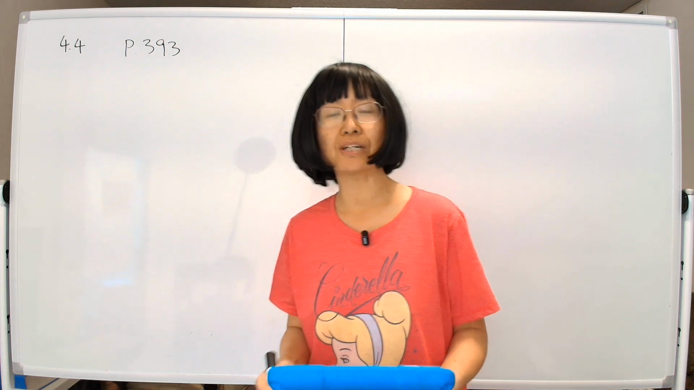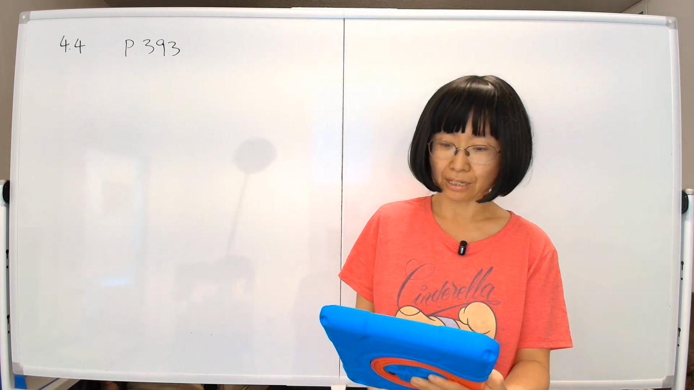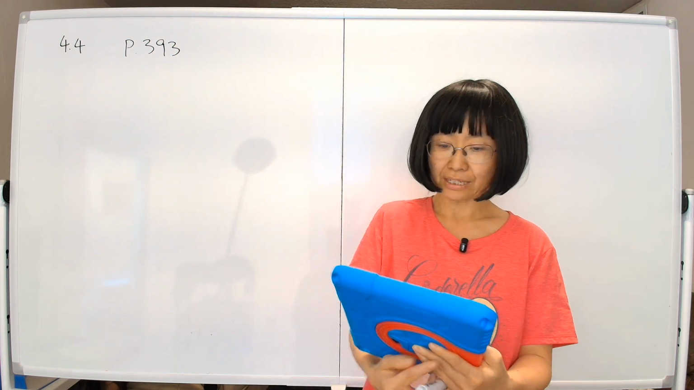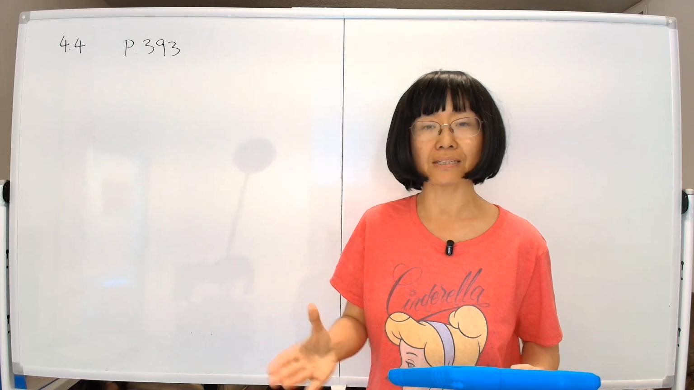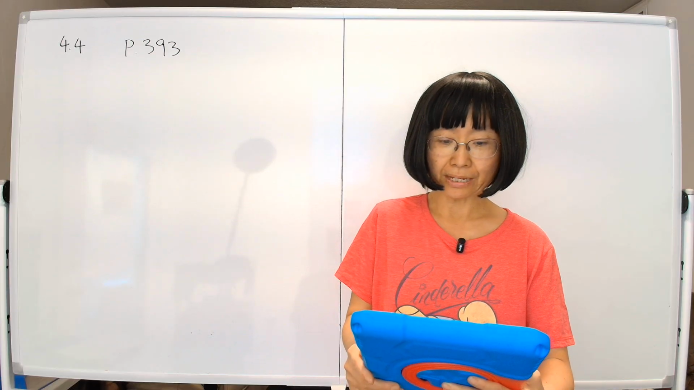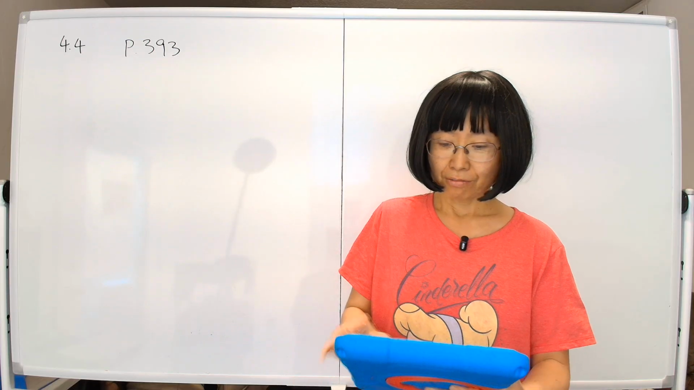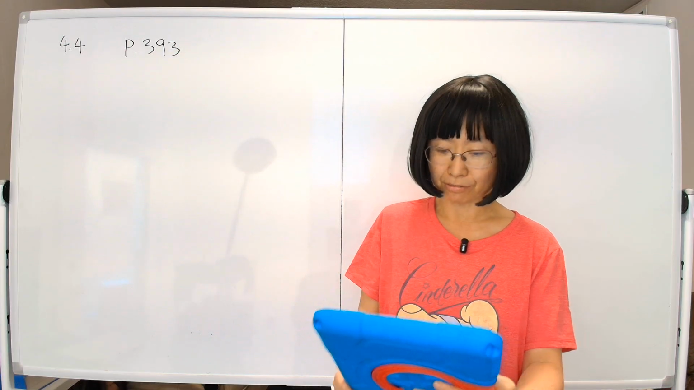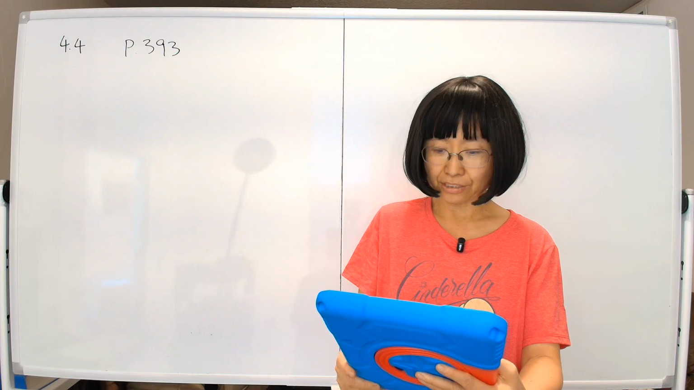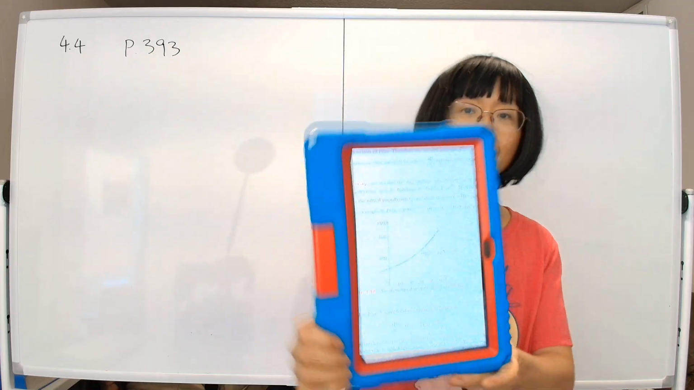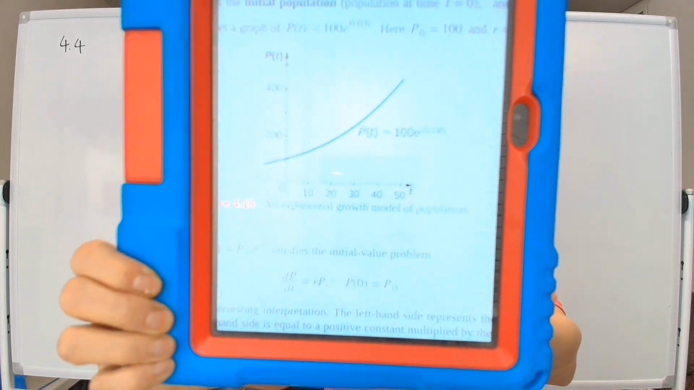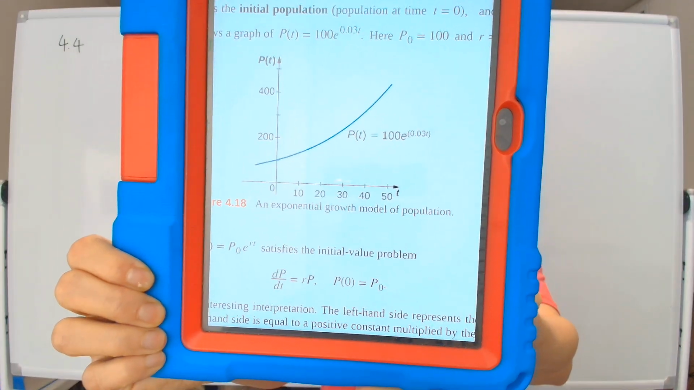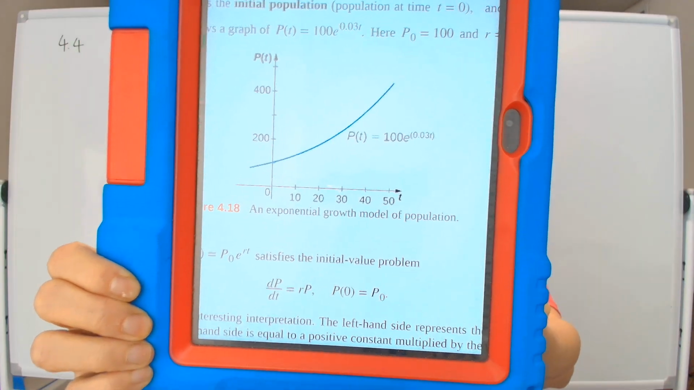Section 4.4, the logistic equation. The logistic equation is designed to simulate population growth. We've already seen a simulation of population growth where we use the exponential function. An exponential function starts slow and then starts growing fast.